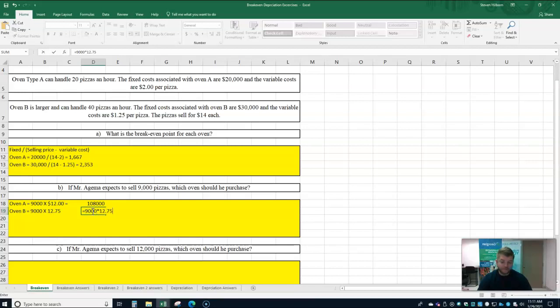And basically what we're looking for is how much we're making. So we're making an extra $6,000 or $7,000. It's really not that much, but we say, okay, if we subtract our $20,000 from this and our $30,000 from this, what are we now making in the year? So oven A costs us $20,000 in fixed costs, so therefore we're making $88,000. Oven B costs us $30,000 in fixed costs, $84,000.